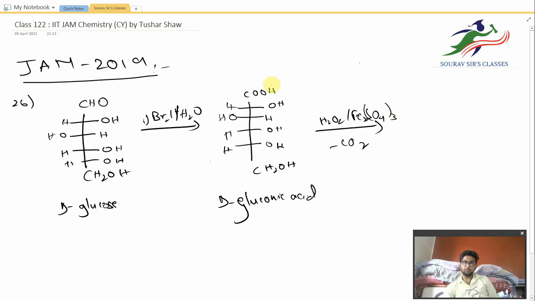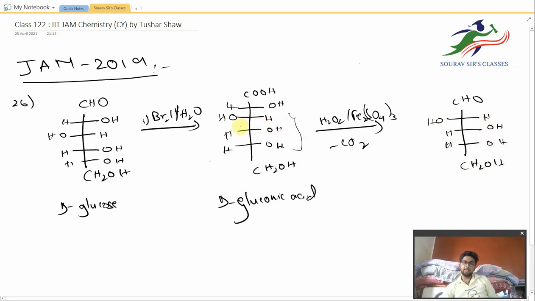That group would be taken away, and the product formed is this: the carbon would be oxidized to CHO. So CHO is there, CH2OH is here, and three chiral carbons will be there. Among the three, we have H, OH, and here H, OH, OH. For the next three carbons, the configuration is the same. So this structure is called arabinose, D-arabinose.